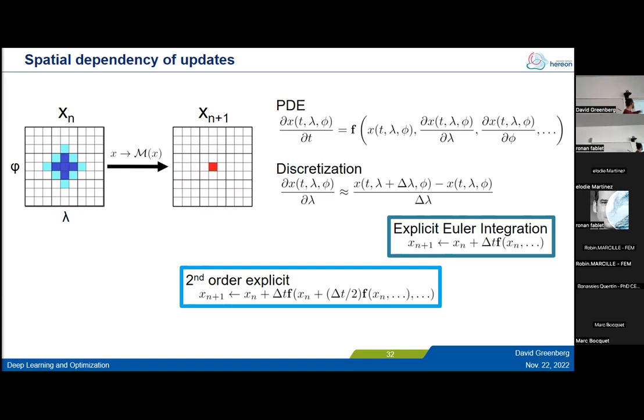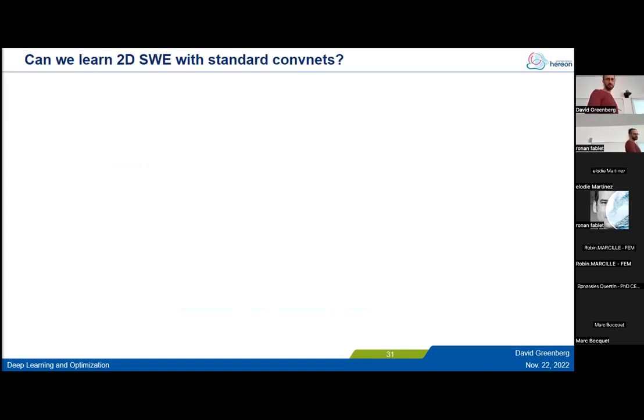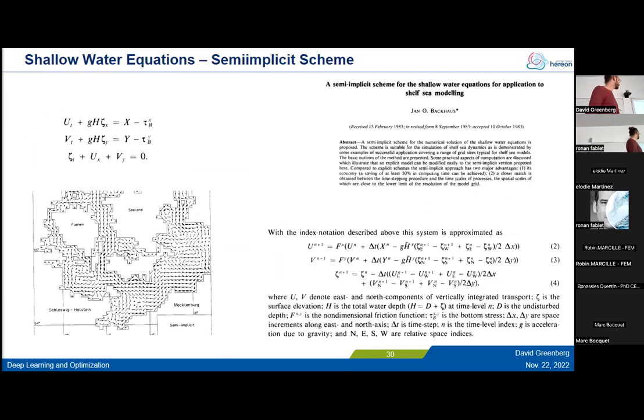For the first order explicit, we have this dark blue region influencing this output, and the light blue region for the second order. And this is just simulation. We're not talking about any ML. But now let me jump back for a second to this semi-implicit scheme in Backhaus.